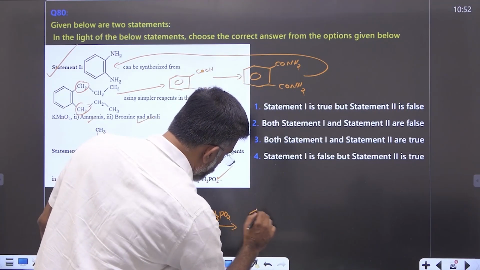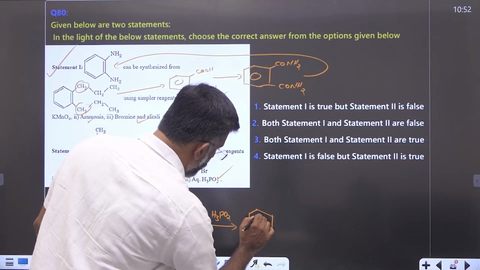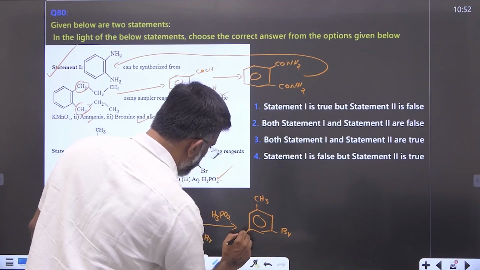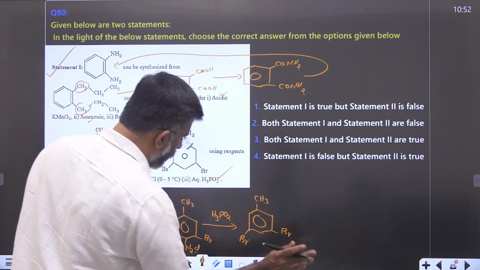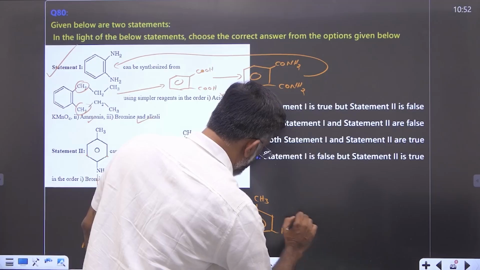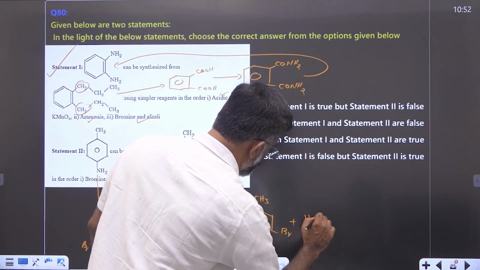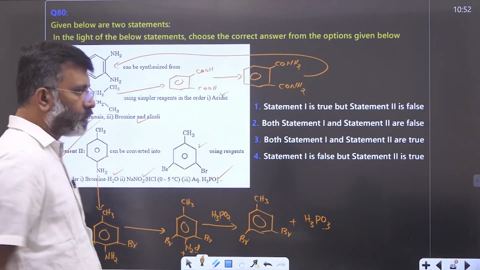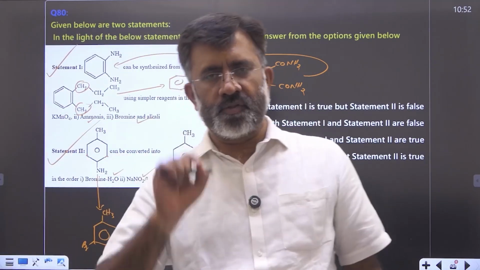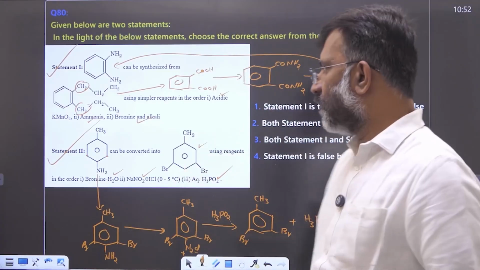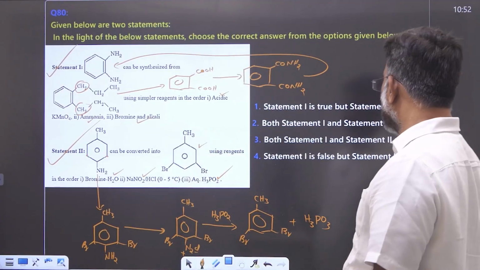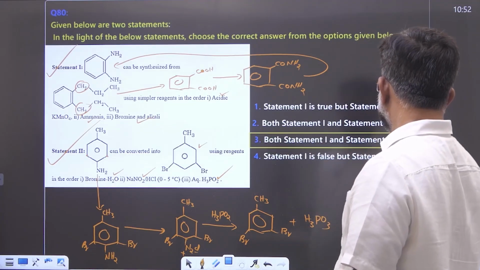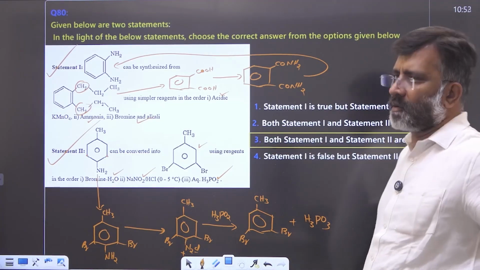So the diazonium group will go. You get CH3 here and bromine here and bromine here. This group will vanish and H3PO2 is converted to H3PO3. And that is the result. So that means statement 2 is also correct. Statement 1 correct, statement 2 correct. Both are true. Option 3 is the correct answer. Both the statements are true.